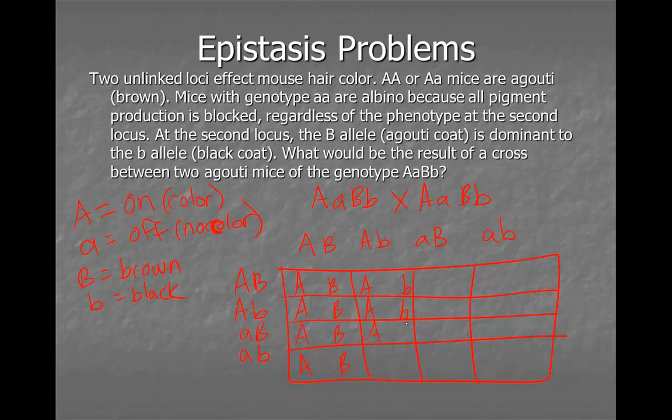As you can see, I'm filling in the alleles for one parent at a time. Now I'll fill in going across.